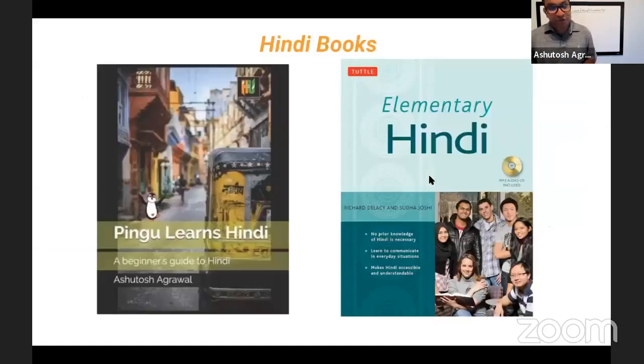As you know, we finished two books this year: Pingulan's Hindi, which is the Hindi University book, and the Elementary Hindi book, which is by Richard DeLacy and Sudha Joshi. Professor Richard DeLacy is from Harvard University, and he worked with Professor Sudha Joshi in Australia. Hopefully Richard DeLacy ji will be coming soon and joining us. He joined us briefly last week, and he'll be joining us soon for a larger conversation. So really excited about that.